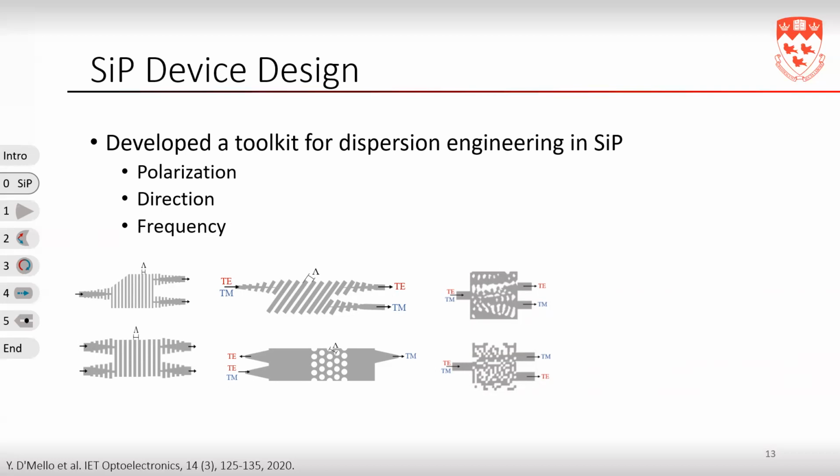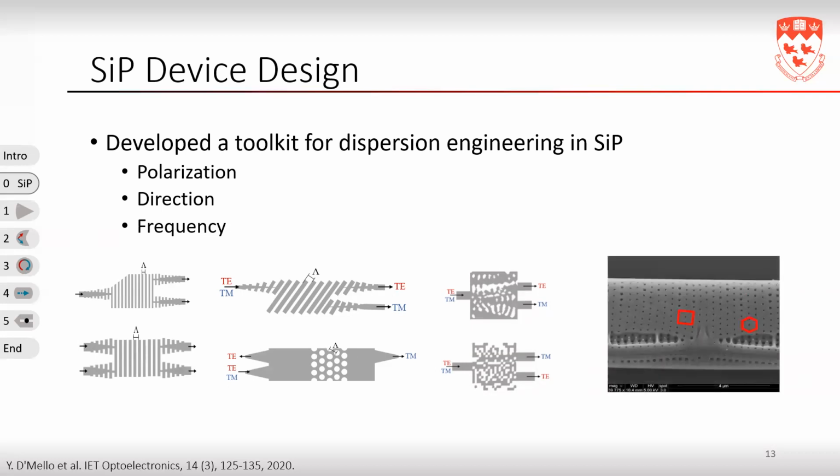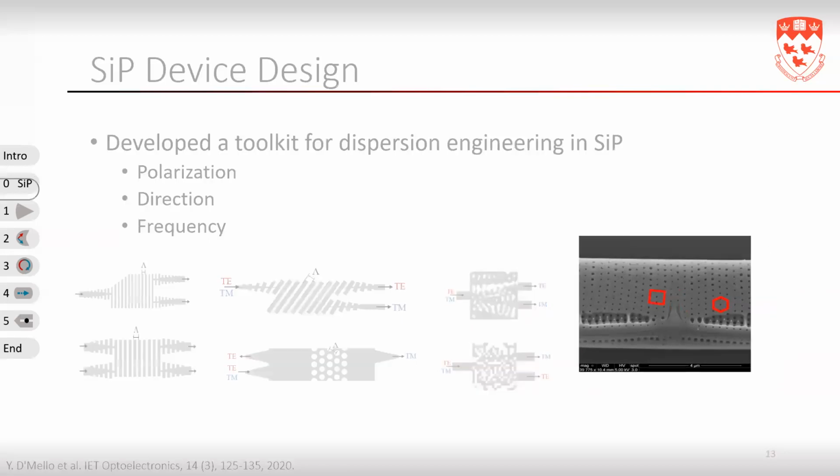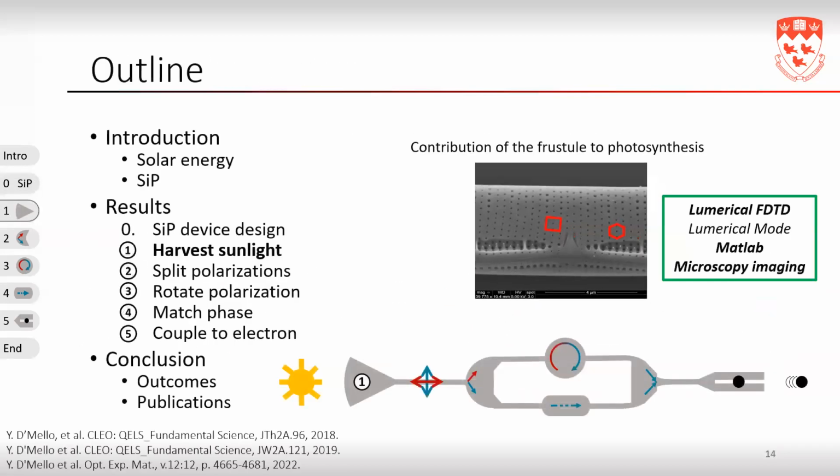And then finally, we can look to nature to see how evolution itself creates photonic crystal structures. In fact, this will be the subject of our next study. In this study, we look at how the frustules of diatoms contribute to photosynthesis in the cell. The techniques that we use are shown here, including experimental techniques, and the papers are shown at the bottom left.